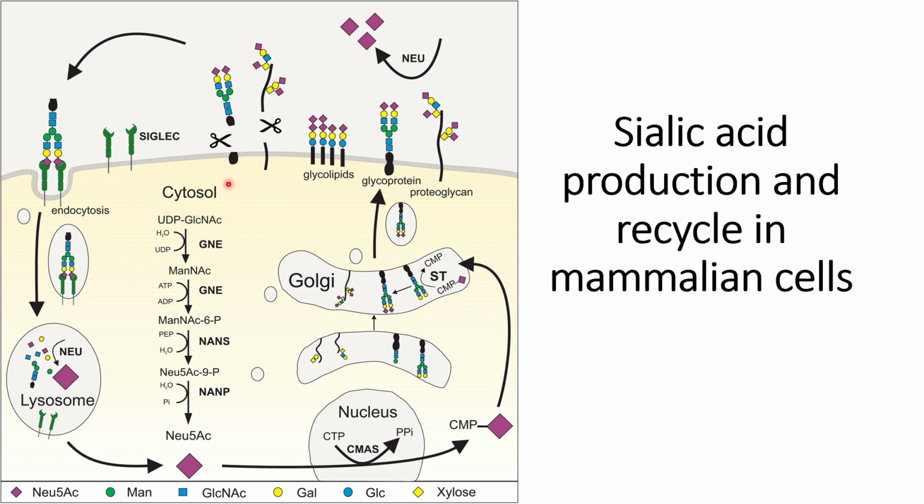So sialic acid production begins in the cytosol, where UDP-GlcNAc reacts to form ManNAc, and after that an ATP to ADP conversion leads to the formation of ManNAc-6-phosphate. These first two steps are the rate limiting steps.